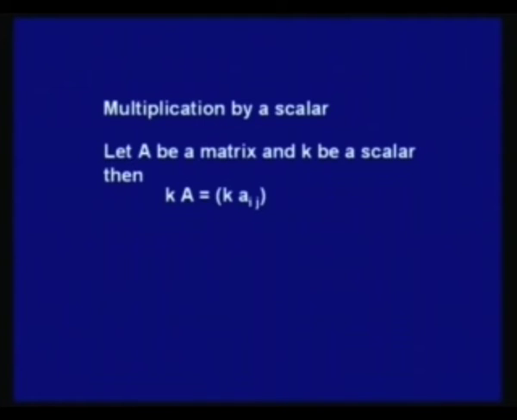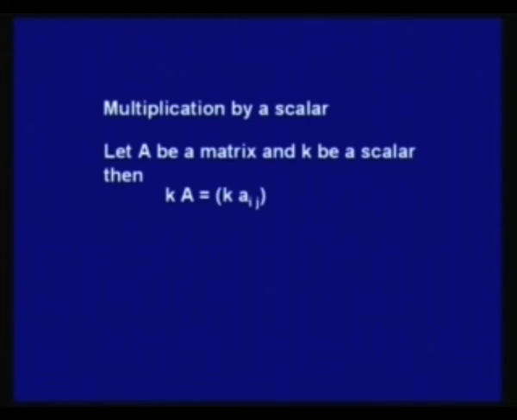Now we discuss another operation performed on matrices, and that operation is multiplication by a scalar. By this I mean that if a matrix A is given and K is a scalar, then the matrix KA is obtained by multiplying each element aij of the matrix A by K. So this matrix K aij is the matrix obtained by multiplying by scalar K.